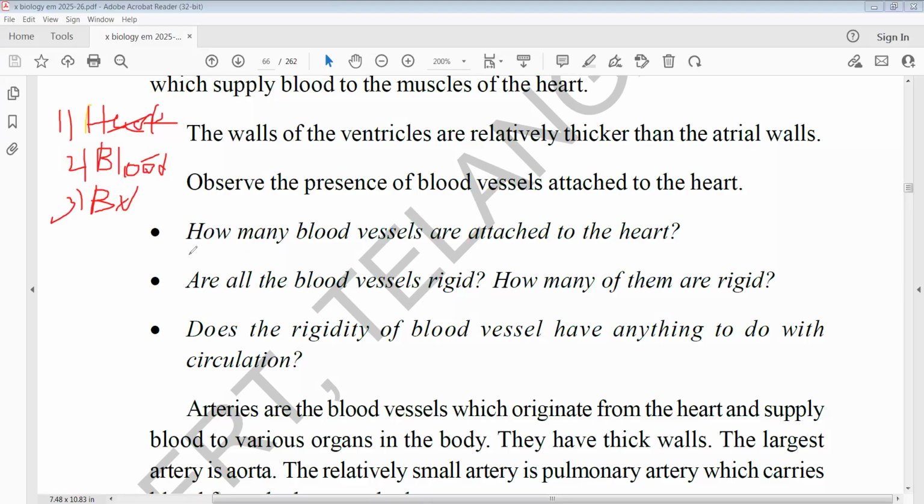Now here, this question: how many blood vessels are attached to the heart? So to the heart, how many blood vessels? Now let us take. There are three caval veins. CV means caval veins. Three caval veins open into the right auricle.